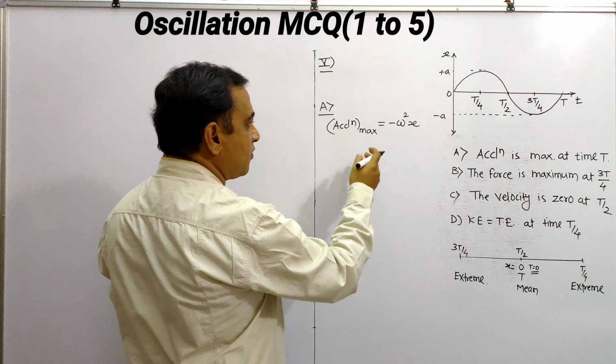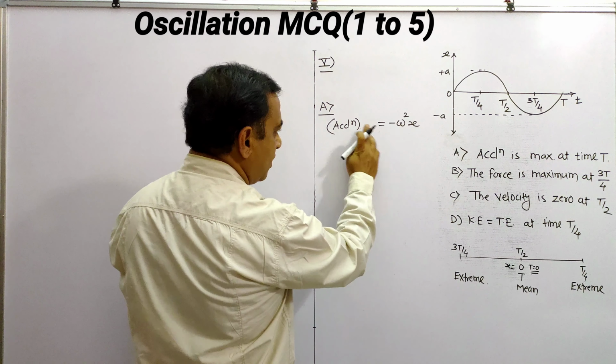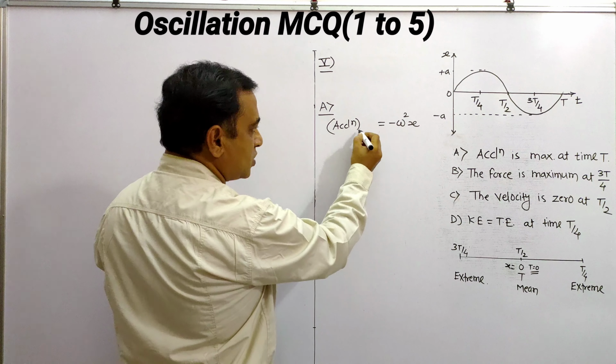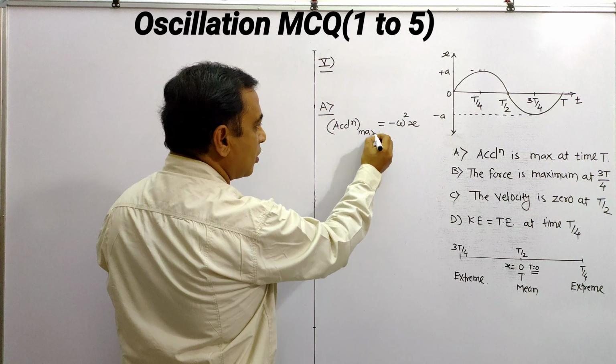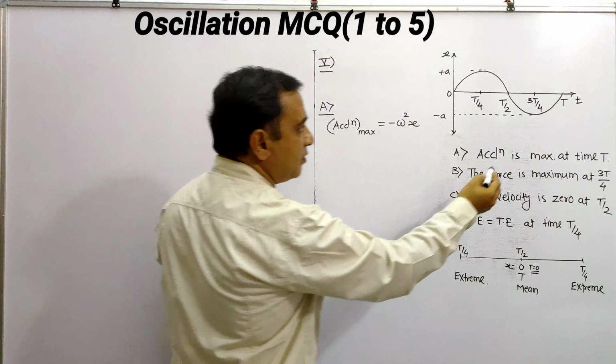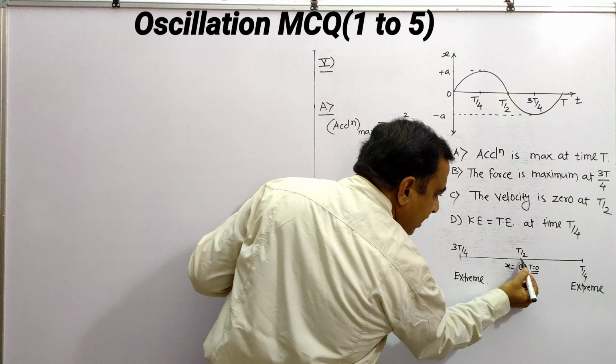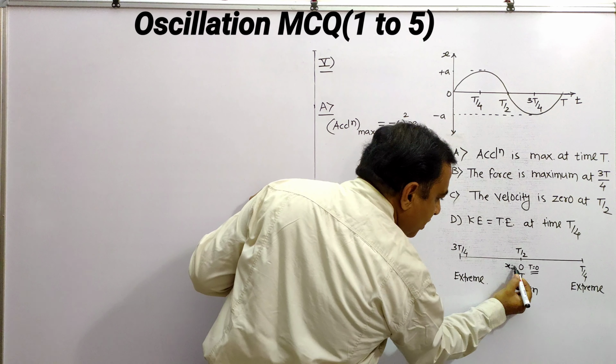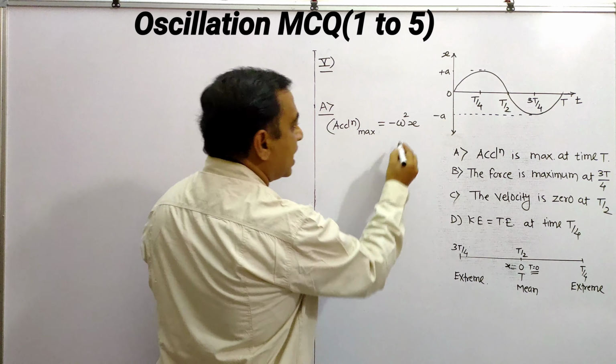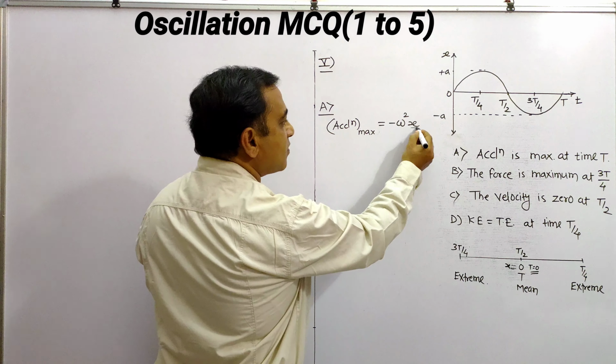But here it is maximum, whether it is maximum, that we will decide. So I am going to write already the maximum and later on we will decide, because at time t, the displacement is 0. That means this value is 0. So acceleration is not maximum, it is 0. So it is not maximum. That means this option is wrong.